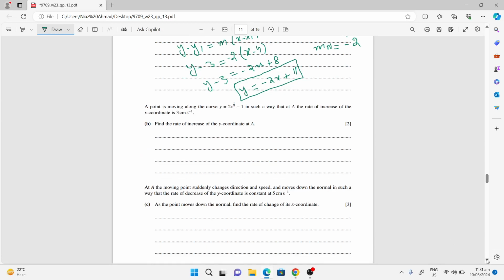Find the rate of increase of the curve y equals 2 root x in such a way that the rate of increase of the x coordinate is 3 centimeters per second. Find the rate of increase of the y coordinate at A. You just tell me the formula. You are given dx over dt, that is 3. So how do we calculate the rate of increase of the y coordinate? Just tell me the formula.